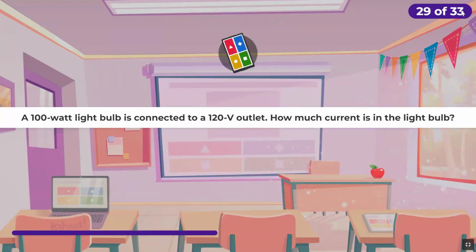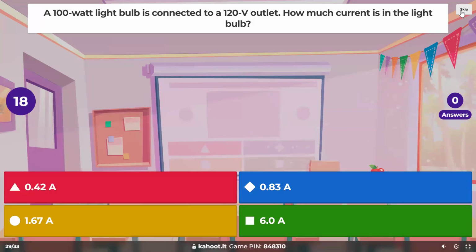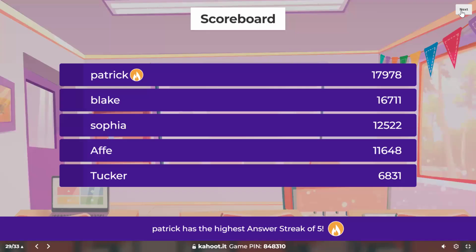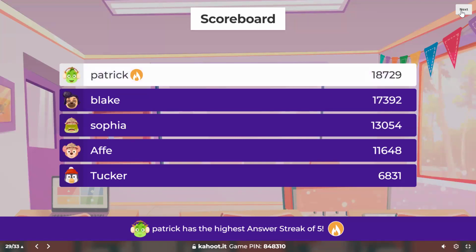A 100-watt light bulb is connected to a 120 volt outlet. How much current flows? Ooh, P equals IV. P divided by V is I. What's 100 watts divided by 120 volts? About 0.83 amps. So there's Joule's law all over again. P equals IV. You rearrange it, solve for current I, measured in amps.